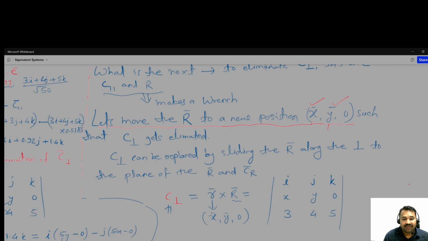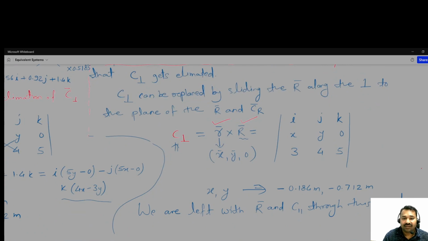Then after that, already we know, suppose there is a position vector and resultant force, so how to multiply through the cross product. Then we have to equate the left hand side and the right hand side. Then we got the value of x and y. Then we are left with R and C parallel through this point. So now what happens, our force system is converted into the wrench. Okay, that is required. With this, thank you.